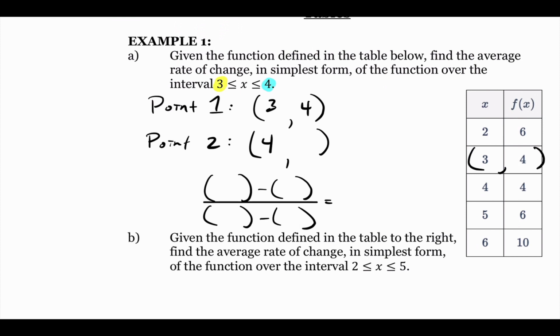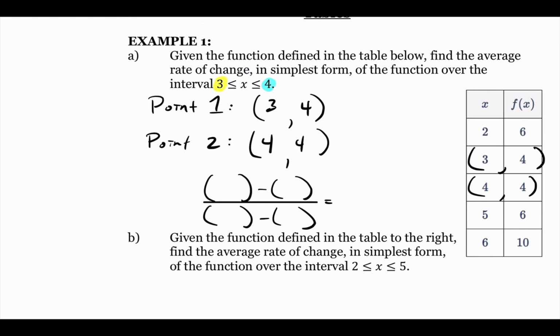Okay. So at 4, what was the y value? 4 as well. That's my second point. Once I have those two points, then I can use my formula. So how do I use my formula?